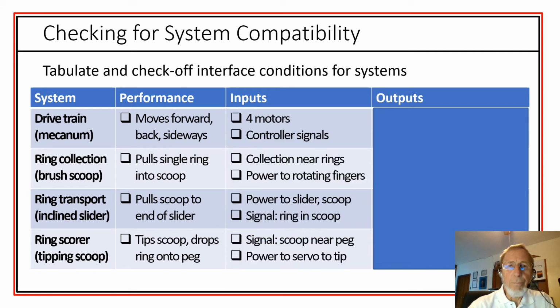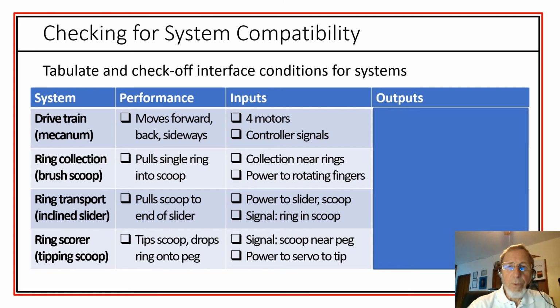What are the inputs? The drivetrain is going to have 4 motors driving the wheels. The controller signals are what instruct those motors to move one way or another and cause the motion desired. For ring collection, an input is to get the robot near the ring. The collection system must be near enough to grab those rings. And also it needs to have the power to these rotating fingers to pull those rings in.